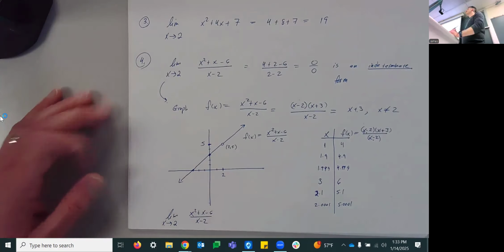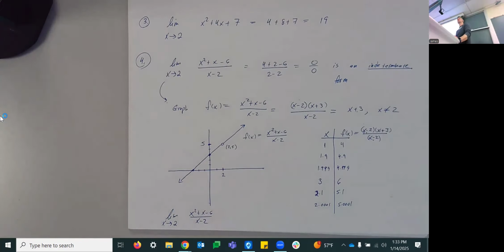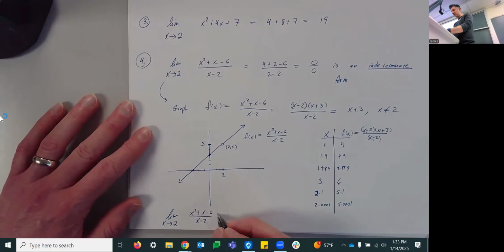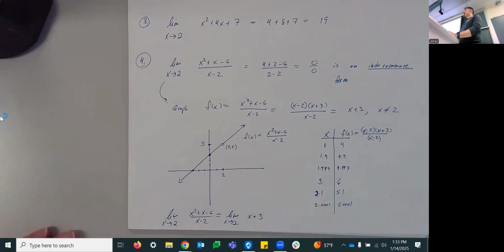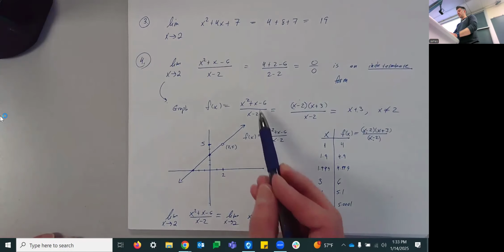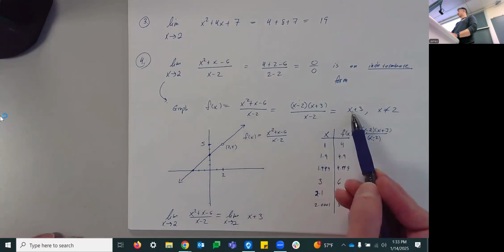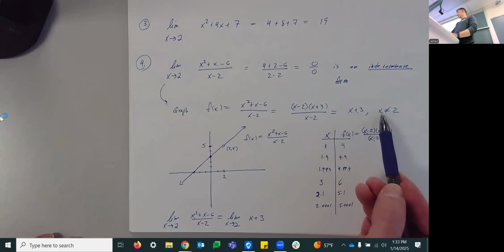Here's why it's so important. The limit isn't concerned with what's actually happening right at 2. Because if we're not able to plug in 2 because we're not concerned with what's happening at 2, then as far as this is concerned, this is exactly equal to this. As long as x isn't 2, x squared plus x minus 6 over x minus 2 is the same as x plus 3, as long as x isn't equal to 2.